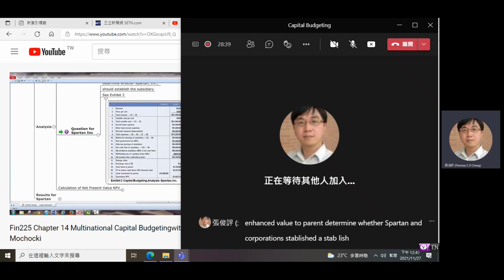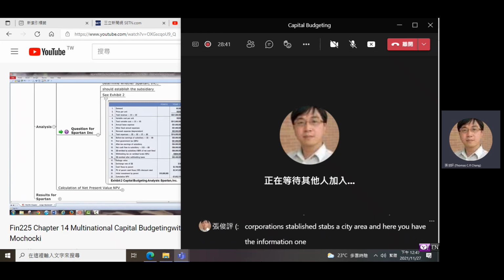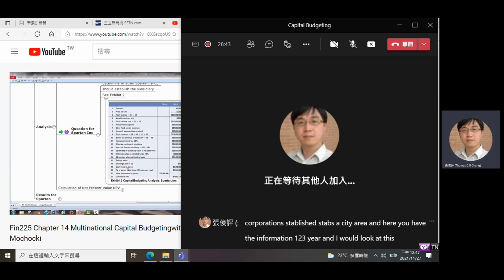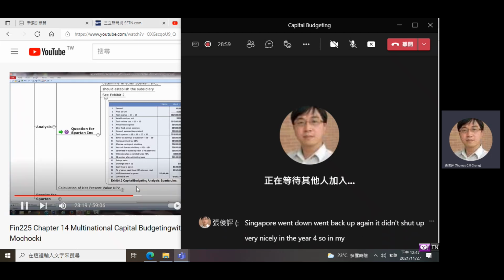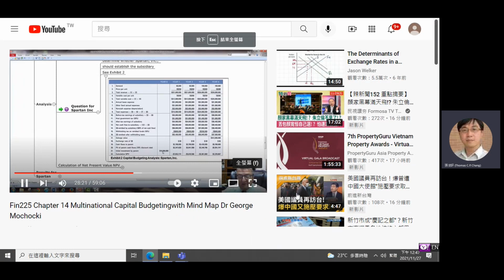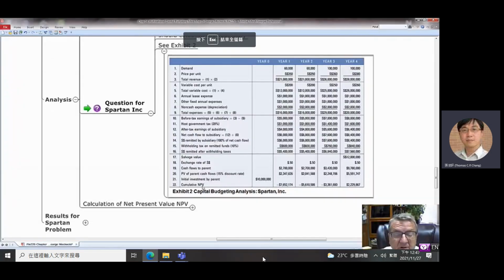And here you have the information, 1, 2, 3 years. And I would look at these numbers here. This is giving me the numbers. Here's what's going to happen. What's my cash flow? Okay, what's my present value of the 15% cash flow? Which one is going down in year 2? Remember Singapore? It went down, went back up again. Then it shot up very nicely in year 4. So am I looking at a 4-year horizon, with the initial investment by the parent of 10 million, sorry, and then the cumulative net present value? Which one is the best one?